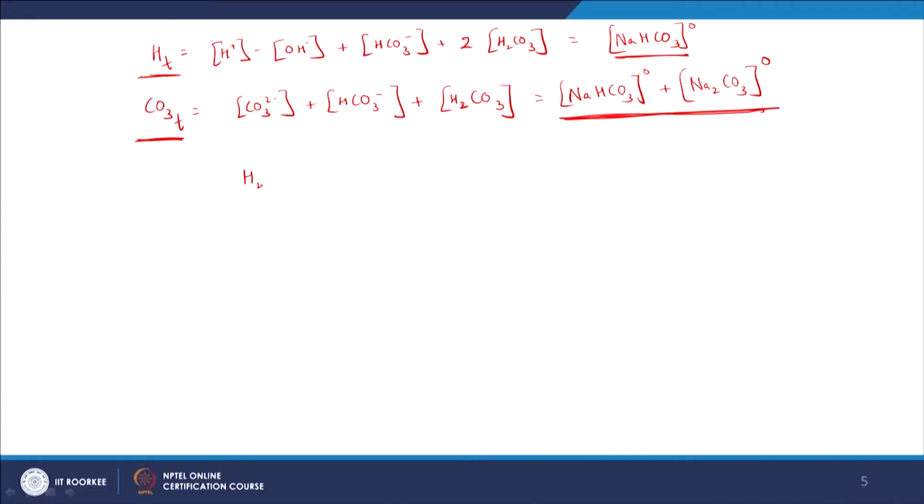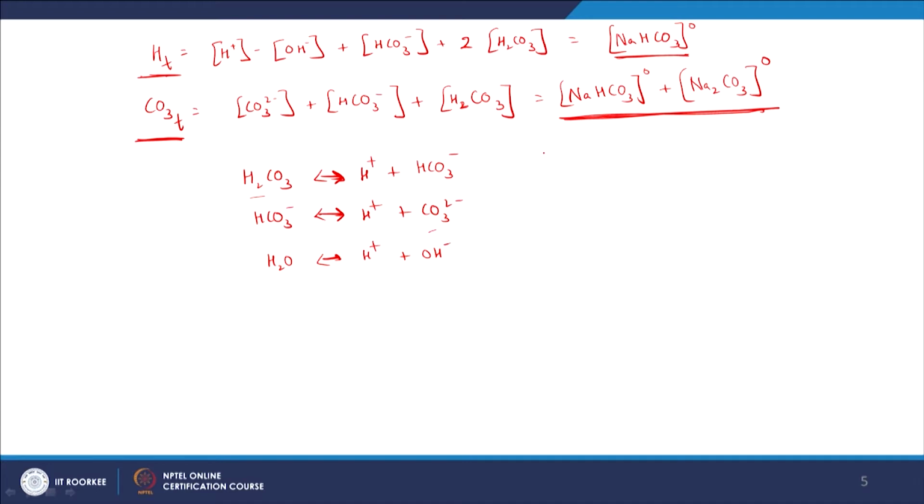So you know that H2CO3 can dissociate into what now? H plus and HCO3 minus, you are going to have that, and again HCO3 minus can further dissociate or will stay in equilibrium with H plus and CO3 2 minus, right. And obviously we will always have water dissociation, right, H plus plus OH minus.